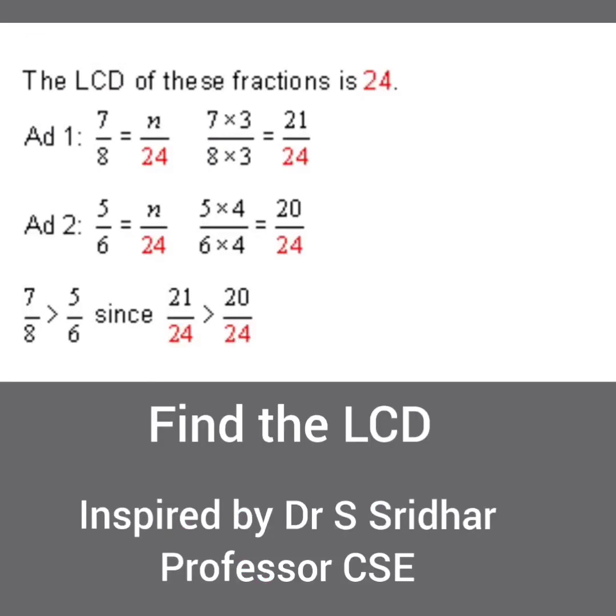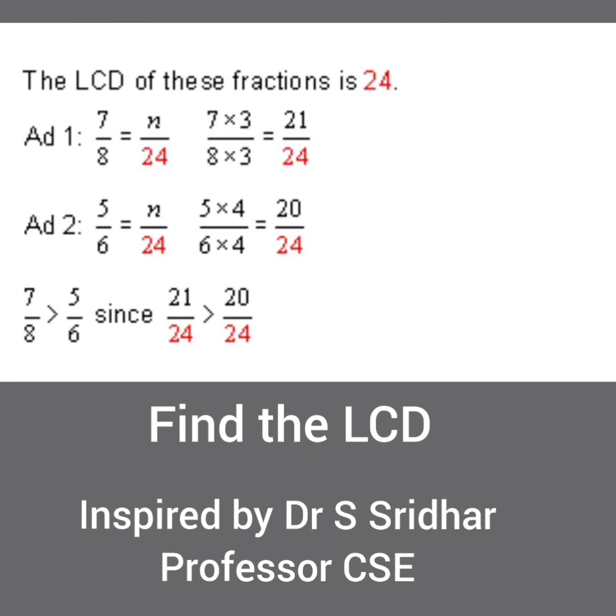Now in this example we will find out the LCD of the fractions. Consider the first fraction as 7 by 8 and the second fraction as 5 by 6. We will find out the LCD of these fractions. Now 7 by 8 is equal to, here we have to prove that the LCD is nothing but 24. So 7 by 8 is equal to n by 24. As in the case of the previous example, you will find n is nothing but 21. So 7 by 8 is equal to 21 by 24.